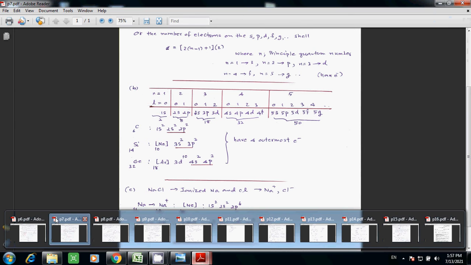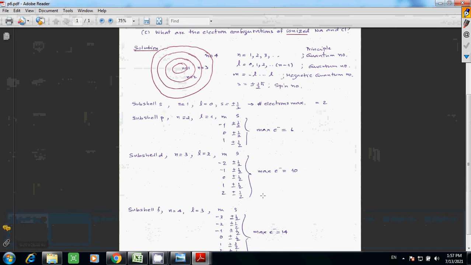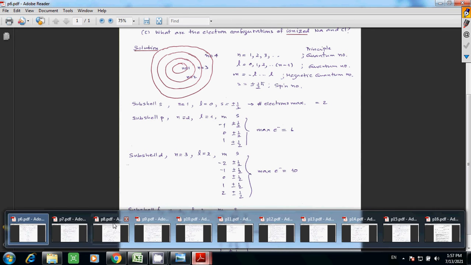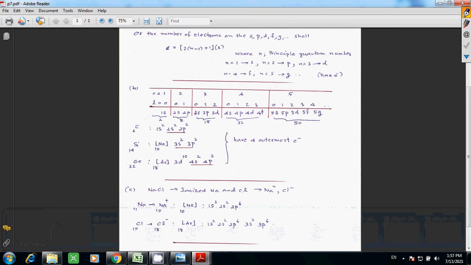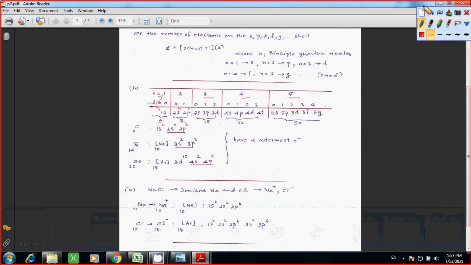Okay, let's look back. Sorry, subshell D, that's maximum electron, that's going to be 10. So that's how you get 18. You have 3s2, 3p6, that's 2, 6, and then 3d10, so that's 18.